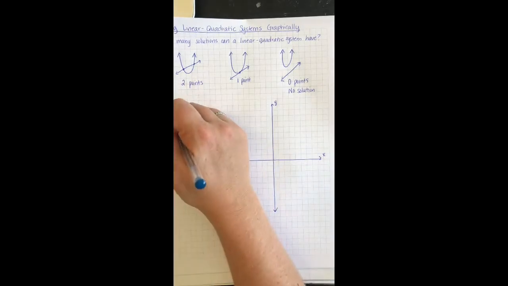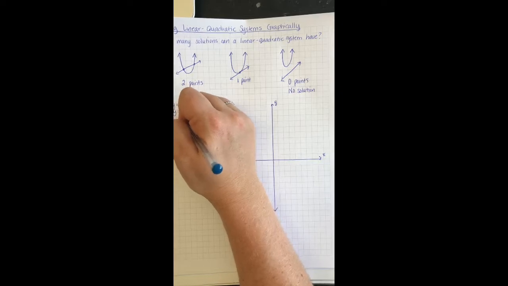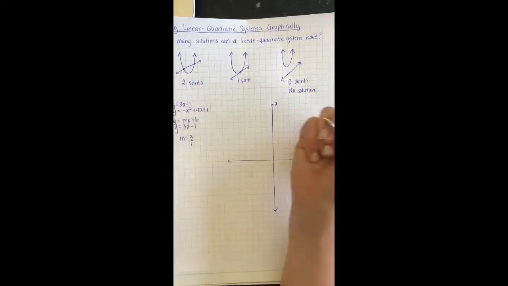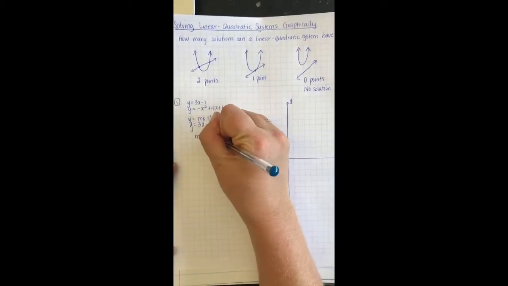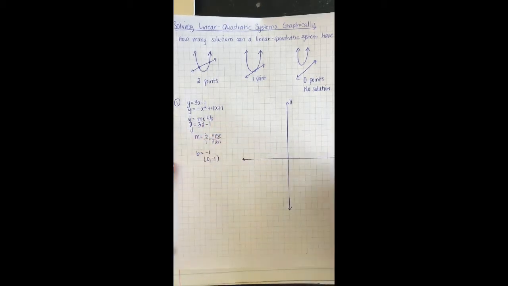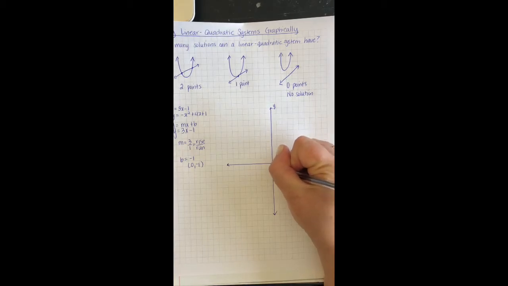So let's start with y equals 3x minus 1. Knowing what we know about y equals mx plus b form, this means we have a slope of 3, make it 3 over 1, that's your rise over your run. And I have a b value of -1, so that means I'm starting at the point 0, -1. So I start at the point 0, -1.